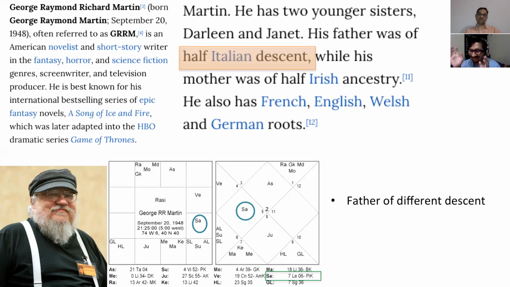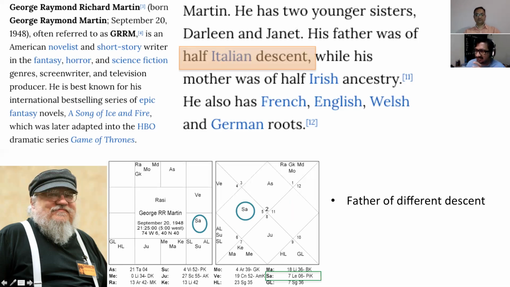So if you were to meet George R.R. Martin and talk about his parents, how was your mom, dad, then you begin to say, my father is of half Italian descent, my mother is of half Irish ancestry. So this ancestry theme is already apparent in his family. That is one.